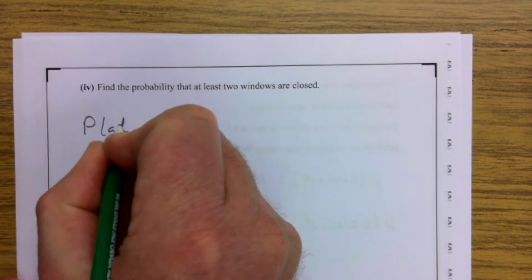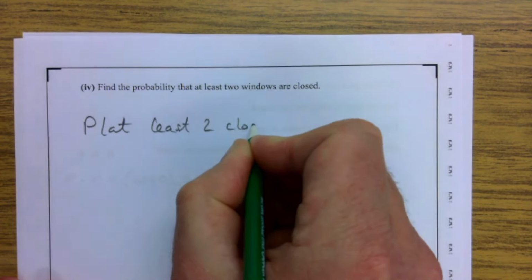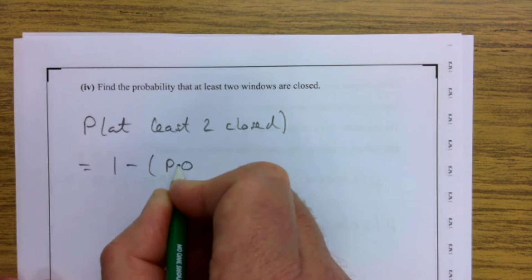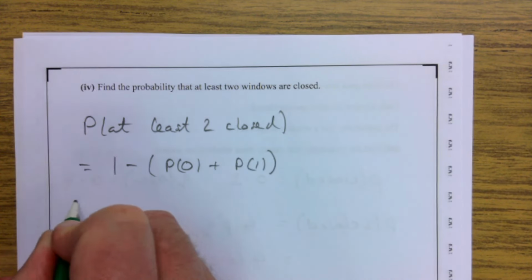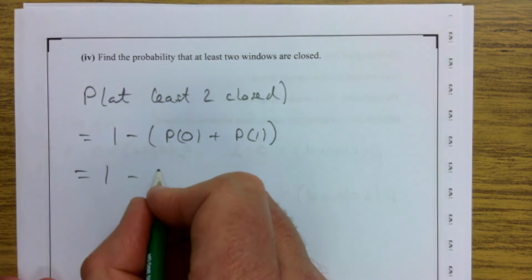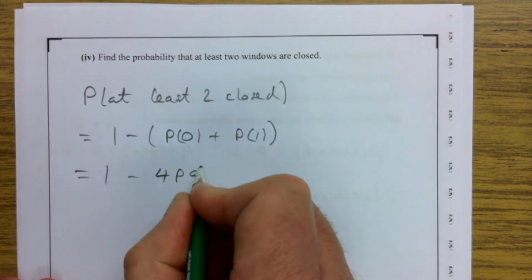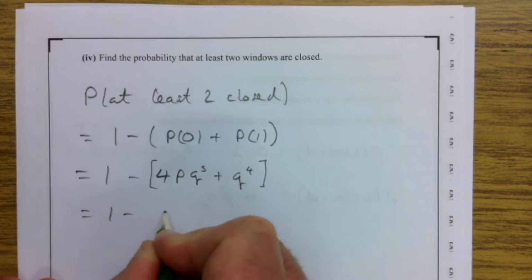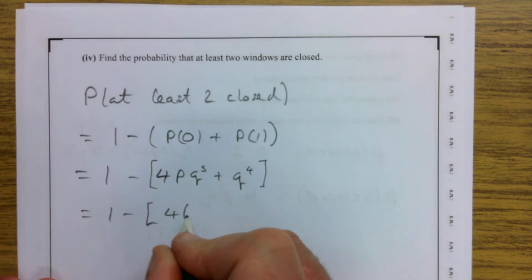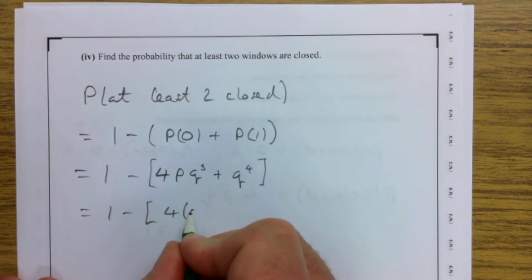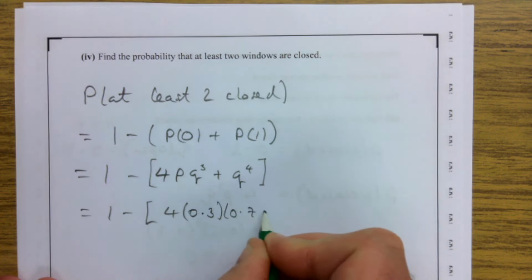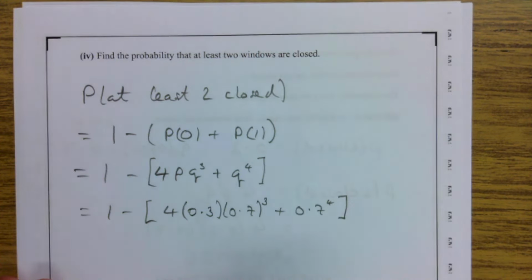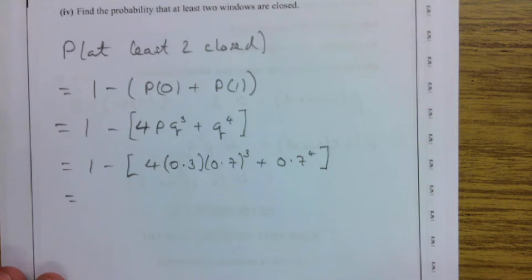So the probability of at least two closed equals 1 minus the probability of zero plus the probability of one. So that's 1 minus 4pq cubed plus q to the power of 4. 1 minus 4, again fill in the blanks, 0.3, isn't it? 0.7 cubed plus 0.7 all to the power of 4, and again put that into your calculator and work it out, you get 0.3483.